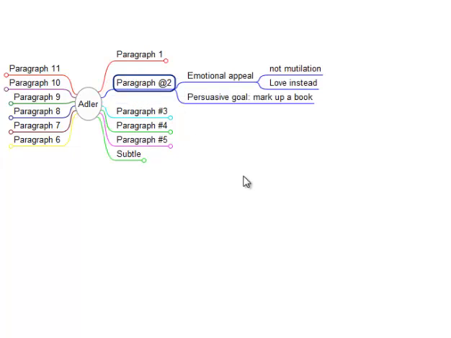All right. In paragraph two, he also has an emotional appeal. He contrasts love. That is, it's not mutilation, it's love. In fact, he also here is answering an objection that someone may see marking up a book as mutilating. So he is flipping it. And not only is he saying that it's not mutilation, he's in fact proposing that it is a love. All right. And he's repeating or extending his persuasive goal to mark up the book. So that's two paragraphs. All right.